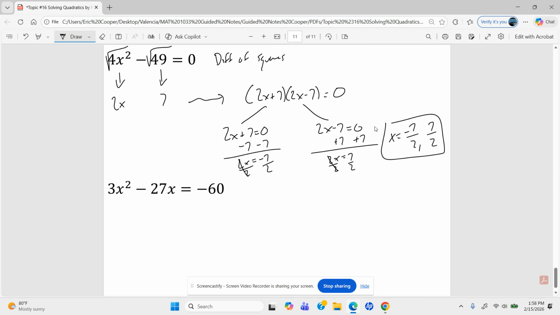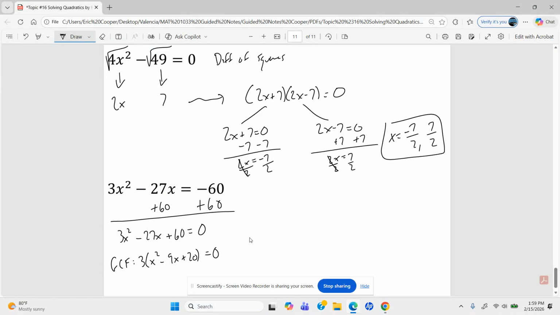We take a look at the last problem. We've got 3x squared minus 27x minus 60. We need to get it set equal to 0, so I'm going to add 60 to both sides. 3x squared minus 27x plus 60 equals 0. I notice there's three terms, but I also notice right away that 3 is divisible into all three of these terms. So I'm going to take out a GCF of 3. And when I do that, I'm left with x squared minus 9x plus 20 equal to 0.